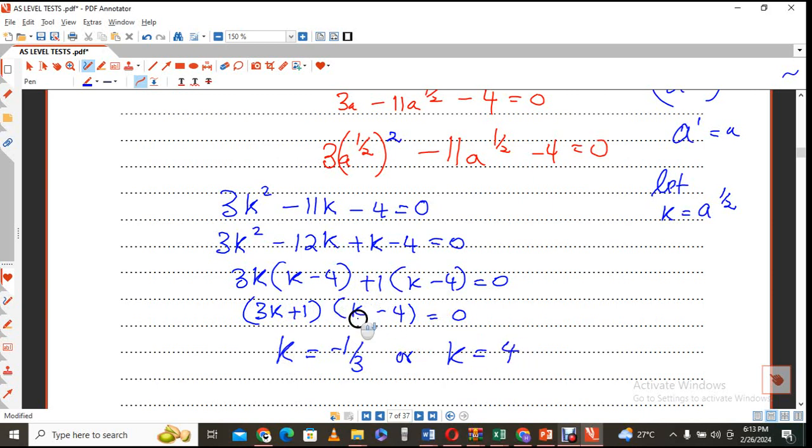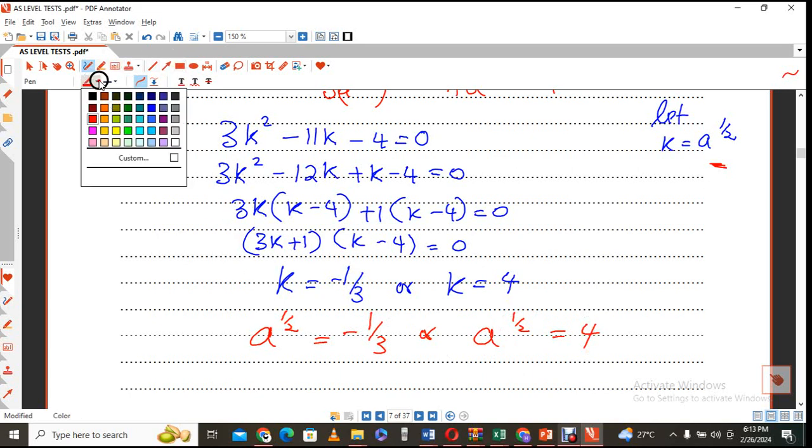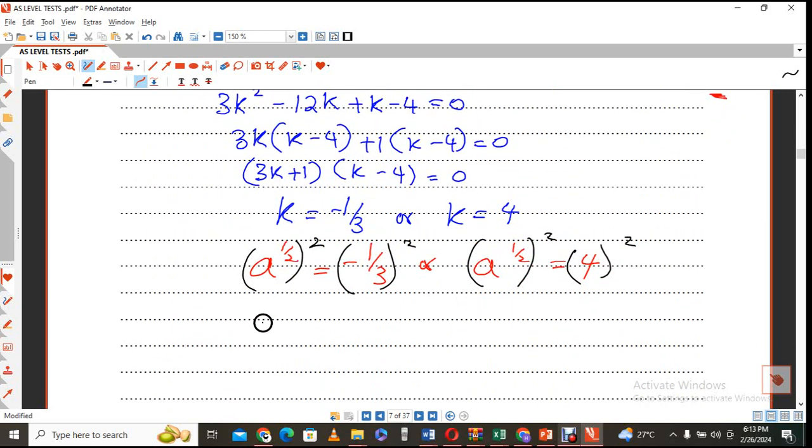Of course, remember, we're not looking for k. We're going to substitute our k back with whatever we said with the value of a here. So this is going to be a raised to the power of a half is equal to negative 1 over 3, or a raised to the power of a half is equal to 4. So the only way to get rid of that is by squaring both sides. Once you do that, remember, anything that you square is always positive, so a is 1 over 9, or a would be 16.